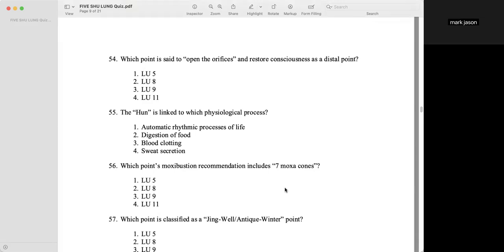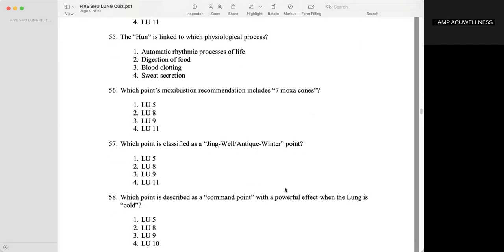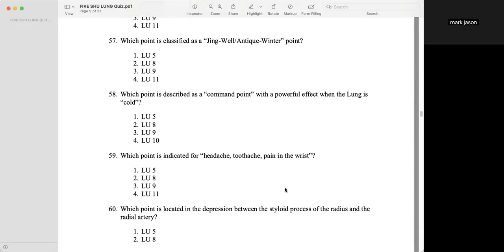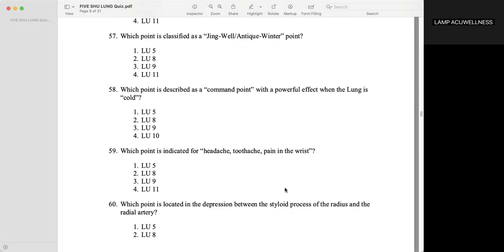Lung 11. The Hun is linked to which physiological process? Automatic rhythmic process of life. Which point's moxibustion recommendation includes 7 moxacones? Lung 5. Which point is classified as a Jing-Well antique winter point?